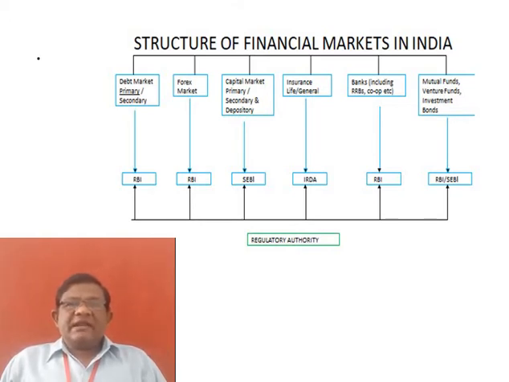Instruments traded in the money market are treasury bills. These are negotiable financial assets. It is issued by the Central Bank of India. Treasury bills are issued for 91 days, 182 days or 364 days. The interest rate of the T-bills is determined by the market forces.